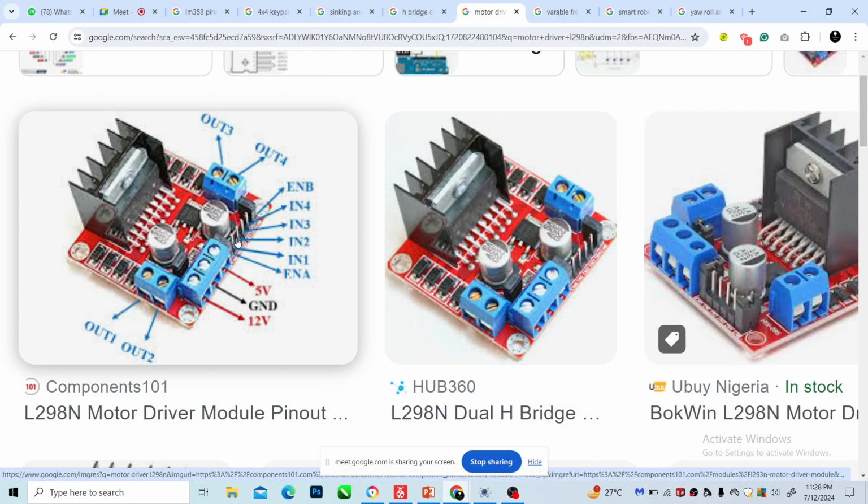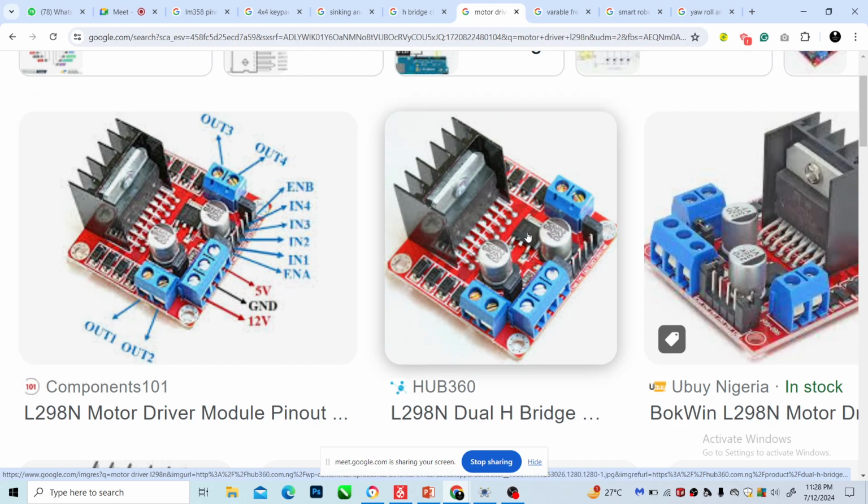Now this enable is 5-volt logic. If you put 5 volts there, it means the motor should run at the maximum power that you connected to this place. So if you put something like 3.3 or 2.5 there, it means it should run at about half power. That is what it means. So the enable is what helps us to control the speed.